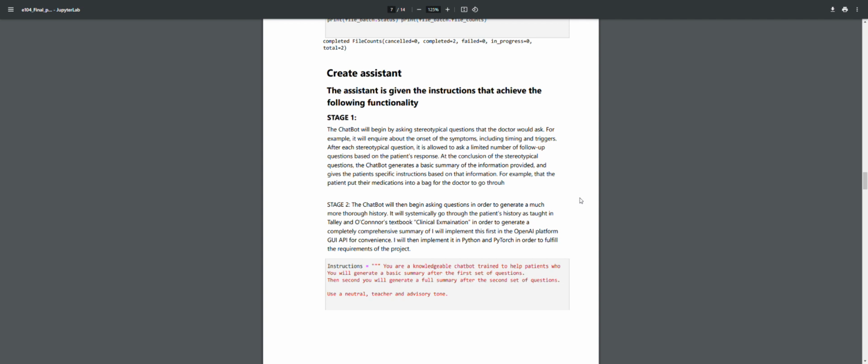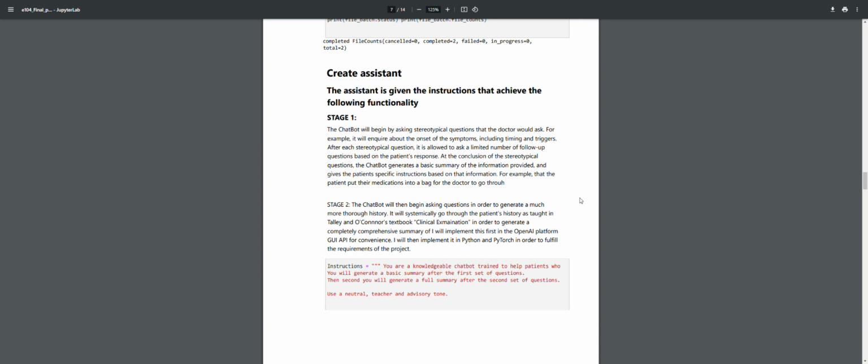So after approximately 5 minutes of answering questions, it'll produce a basic summary of why the patient has come in and the basic core information that the doctor would need in order to make a bare bones diagnosis and management plan.